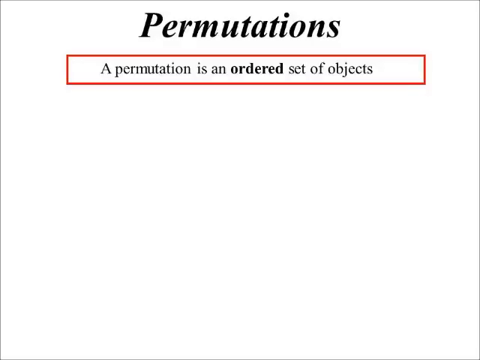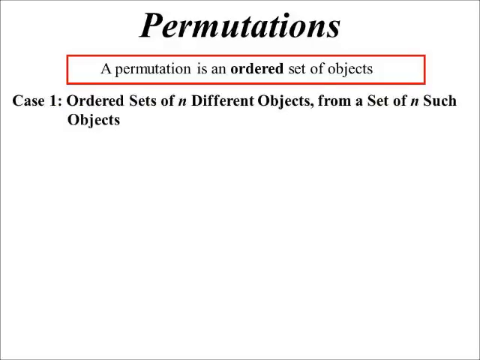What we're really interested in is permutations, a specific type of situation. A permutation is an ordered set of objects. The actual order that things happen is important. Okay? So we're going to look at a few different cases here. The first case is I've got n different objects and I'm going to use all of them. So I'm going to order a set of n objects from a set of n. All of the objects are going to get used. I'm going to order them all.